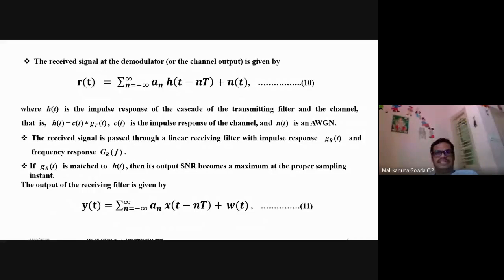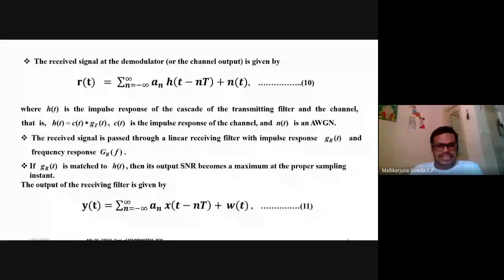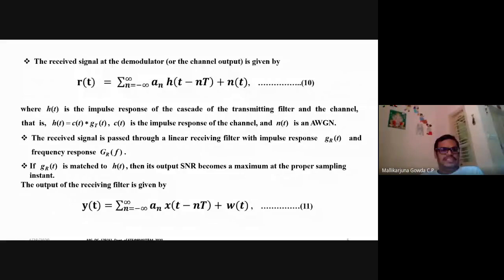As I said, the receiving filter has an impulse response of gR of t, and h of t is equal to c of t convolved with gT of t. c of t is the impulse response of the channel filter, and gT of t is the impulse response of the transmitting filter. So this h of t has to be matched to gR of t, the impulse response of the receiving filter. If gR of t matches the impulse response h of t, then only it is possible to get a maximum output SNR.